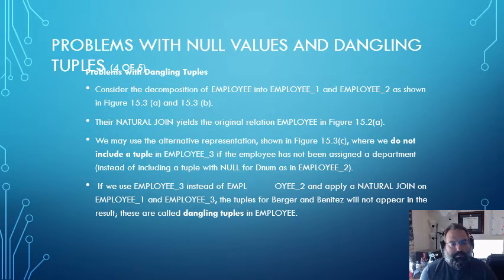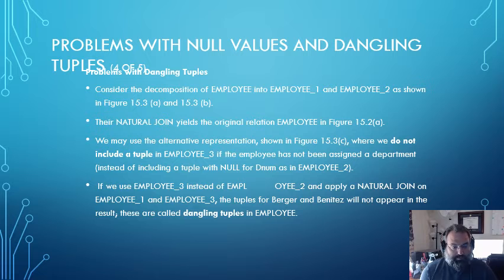Continuing the discussion of problems with dangling tuples, consider the decomposition of EMPLOYEE into EMPLOYEE1 and EMPLOYEE2 as shown in figure 15.3a and b. Their natural join yields the original relation EMPLOYEE in figure 15.2a.